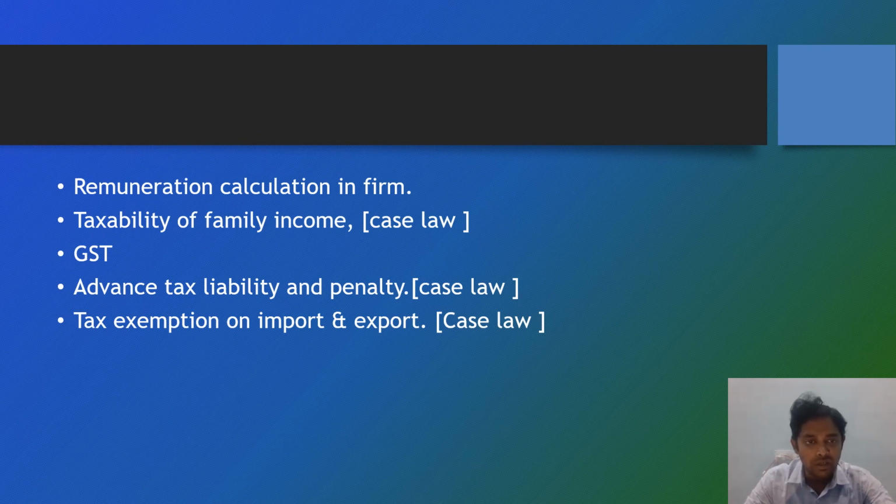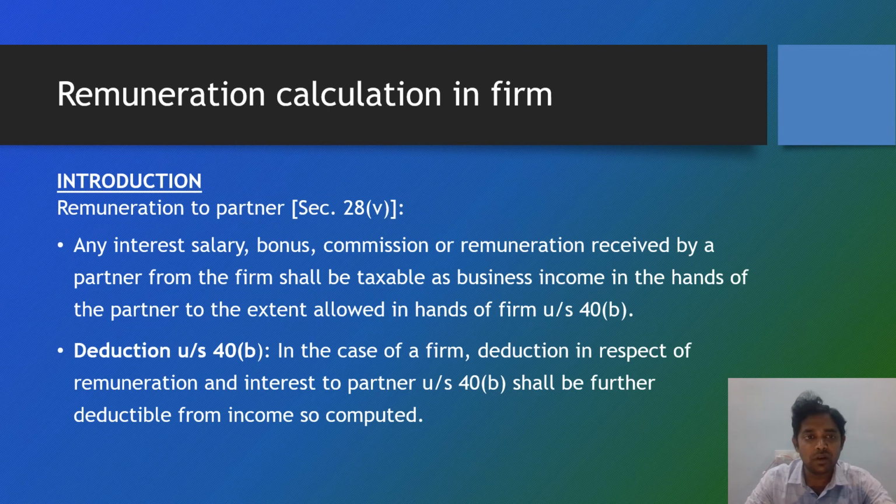The topics covered here are remuneration calculation in firm, taxability of family income, GST, advanced tax liability and penalty, tax exemption on import and export. Coming to remuneration calculation in firm. Introduction. Remuneration to partner is discussed under section 28 clause 5.